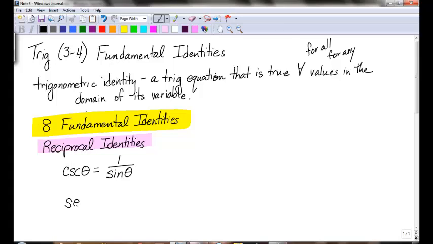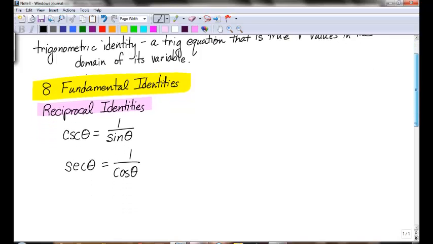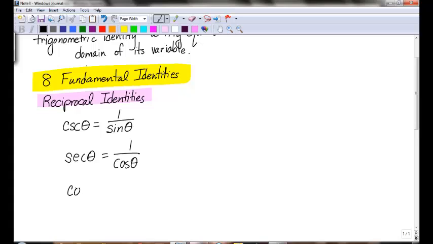Another one, secant. Secant's a reciprocal with what? Cosine. 1 divided by cosine of theta. Another way to say that same formula, cosine of theta is 1 over secant. Another way to say that is secant of theta times cosine of theta equals 1. And then the last reciprocal is cotangent of theta is 1 divided by tangent of theta. Okay, there are the reciprocal identities.